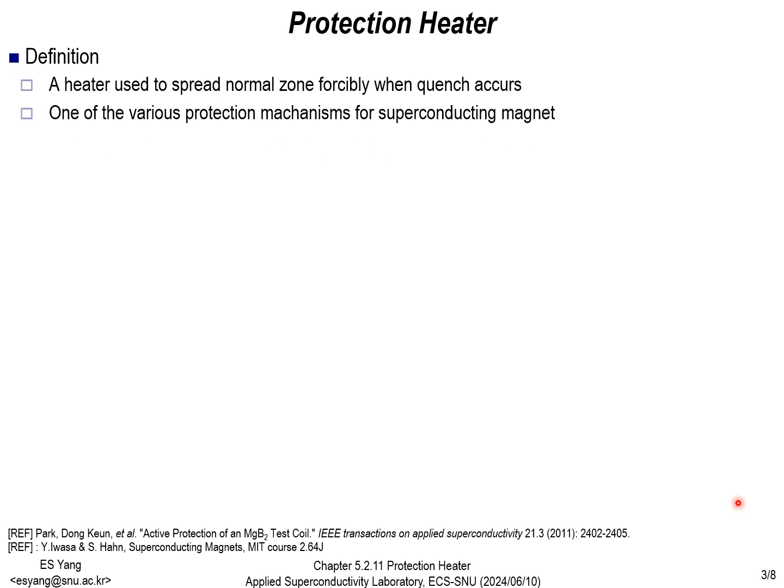A protection heater is a heater used in a superconducting magnet to spread the normal zone when a quench occurs. The protection heater is one of the various protection mechanisms for superconducting magnets. For more information on protection mechanisms, please refer to Chapter 5.2.3.